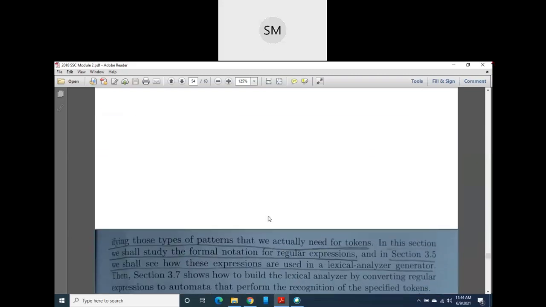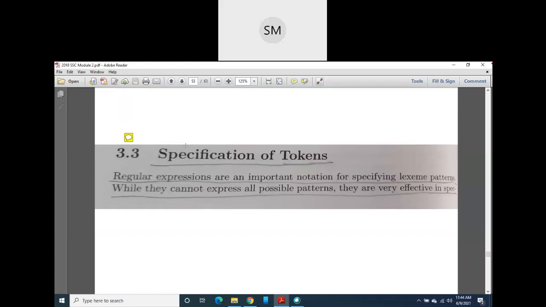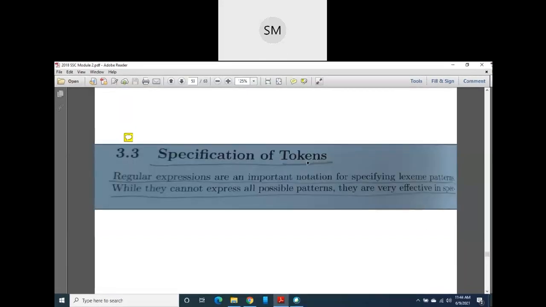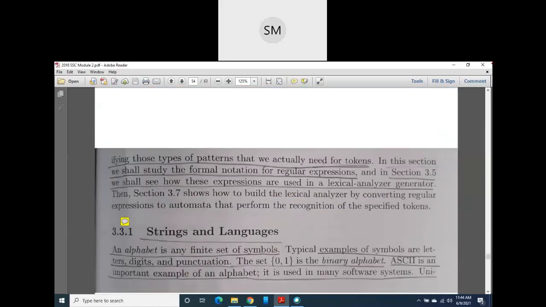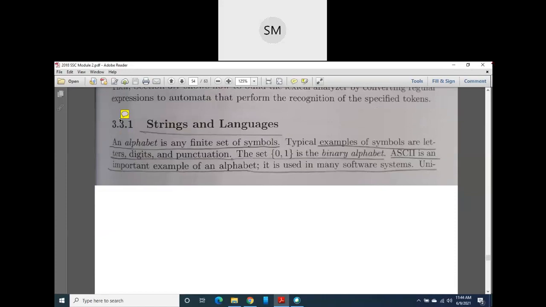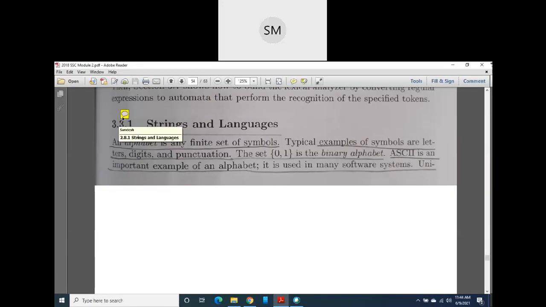In the previous slide I showed you this topic, specification of tokens. In our textbook it is topic 3.3, but here in my notes it is 2.8, meaning the eighth topic of the second module. Just remember this, so don't get confused. Under 2.8 there is one subtopic, 2.8.1, which is strings and languages.